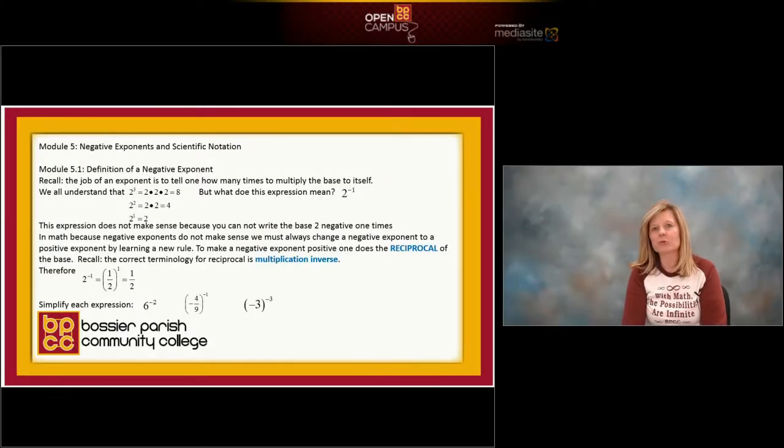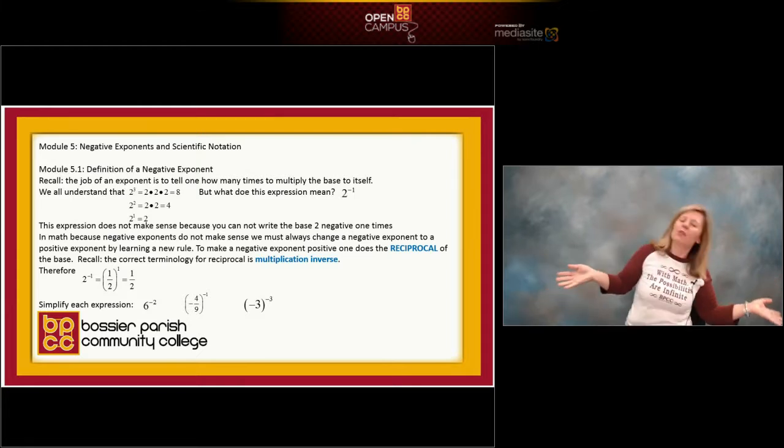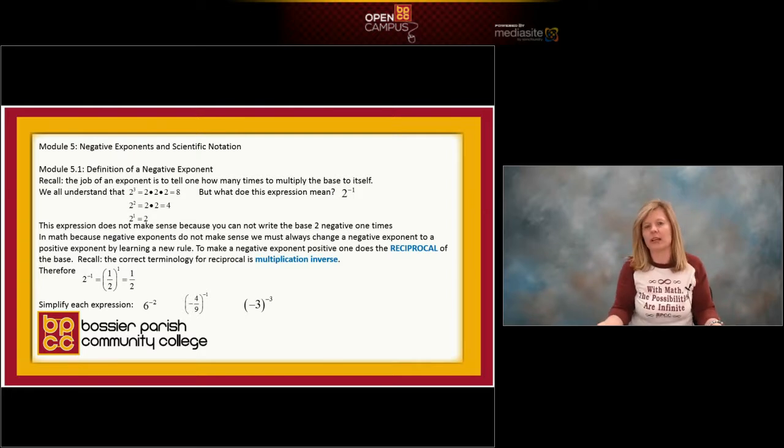Okay, we're moving into Module 5, which is all about the concept of a negative exponent. And I know what you're thinking. You're saying, I've never seen a negative exponent before. Well, that's probably correct. So let's think about, first of all, what is an exponent again?